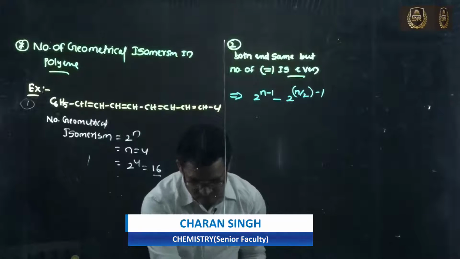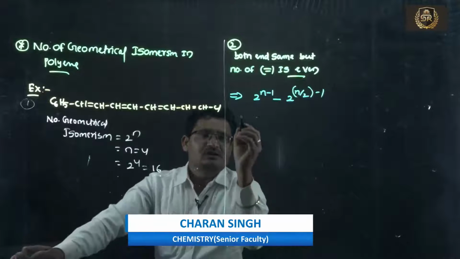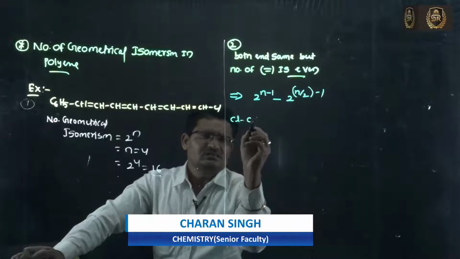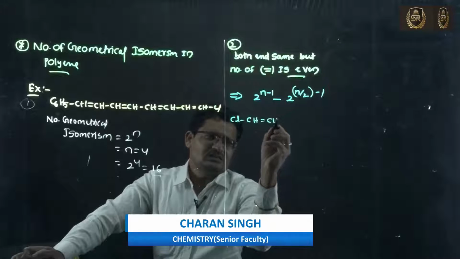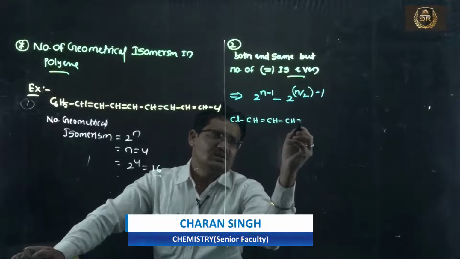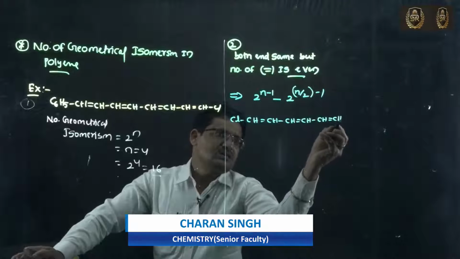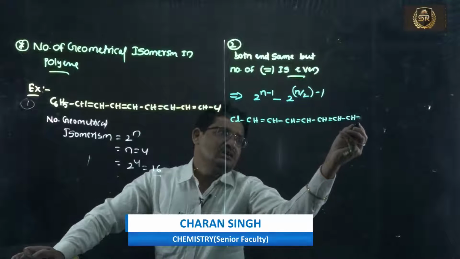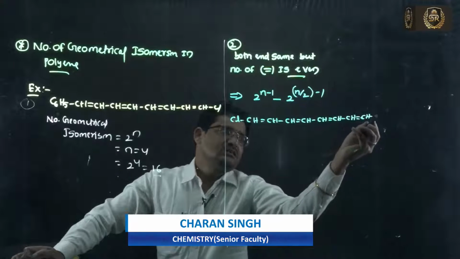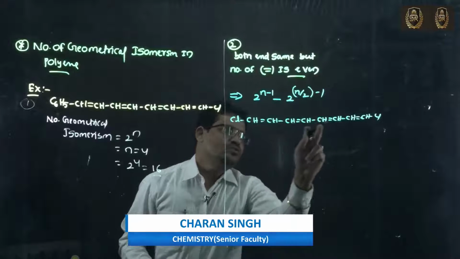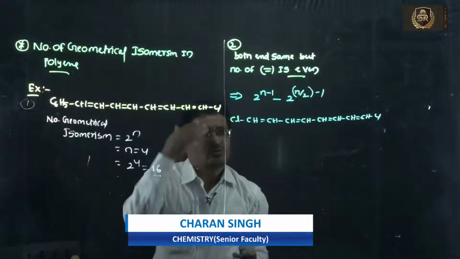For example, for even: Cl, CH double bond CH, single bond, CH double bond CH, single bond, CH double bond CH, single bond, CH double bond CH, Cl. 1, 2, 3, 4. The number of double bonds is even.